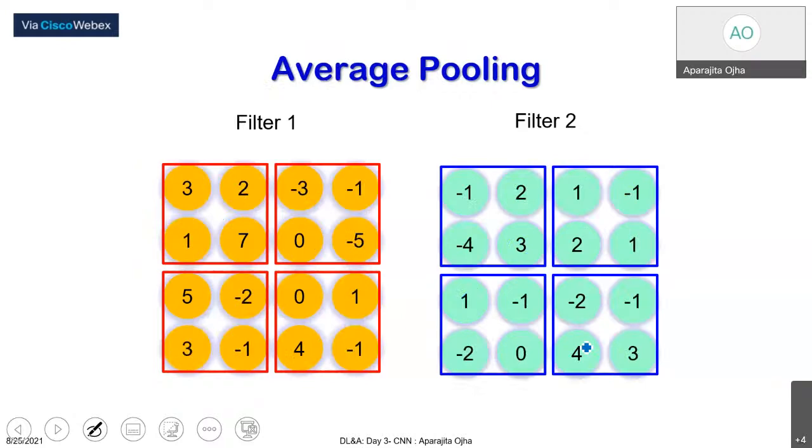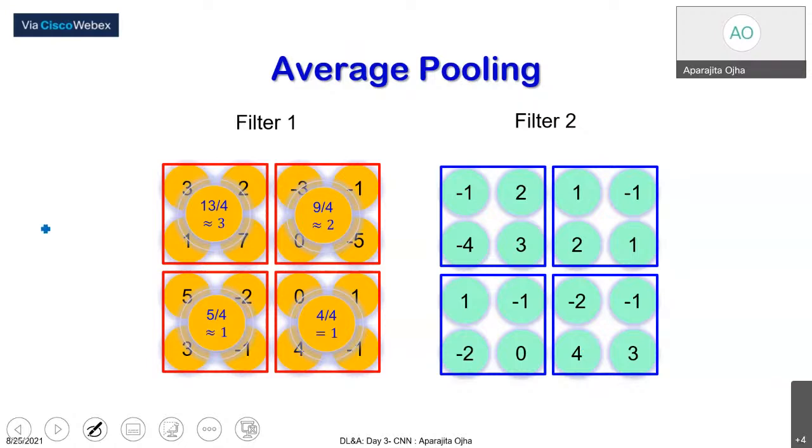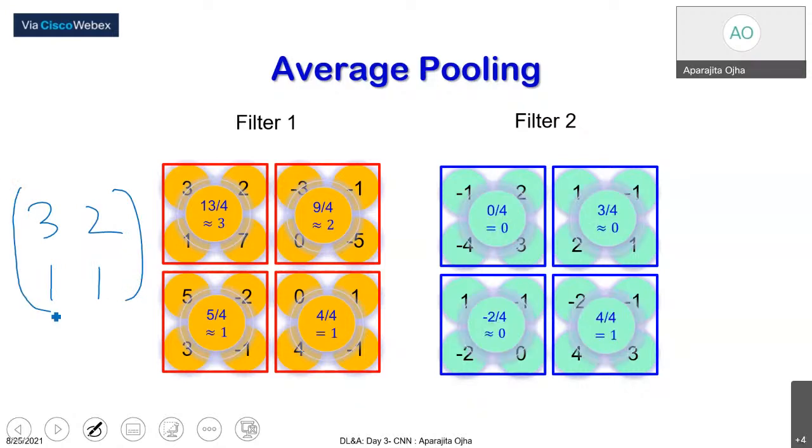In average pooling, on the other hand, we take all the values, but we take the average of those values. Like in this case, it was 3 plus 2, that is 5, plus 7 plus 1, 13 out of 4. 13 by 4 average value, which is equivalent to 3. Similarly here, 5 by 4, which is 1, 9 by 4, which is 2, 4 by 4, that is 1. So the output will be 3, 2, 1, 1. That will be average pooling. Similarly on the right hand side, you will be getting 0, 0, 0, 1, right?